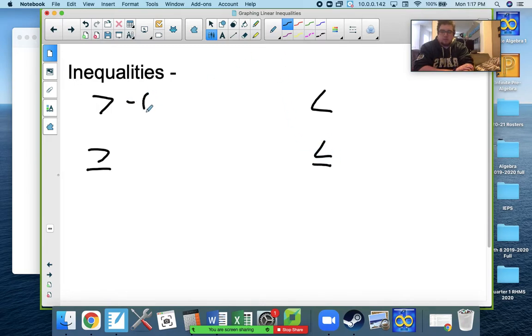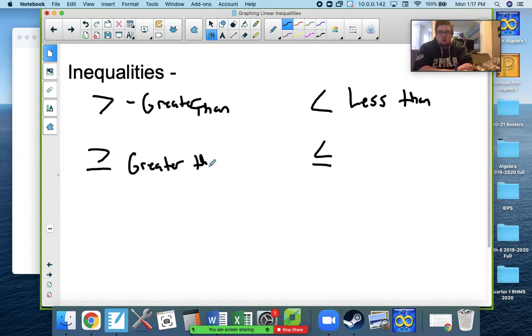So we're going to label them as is. So this is greater than. This one is less than, greater than or equal, less than or equal.